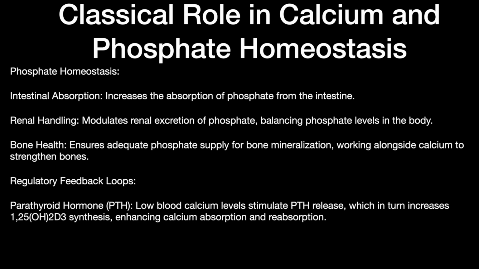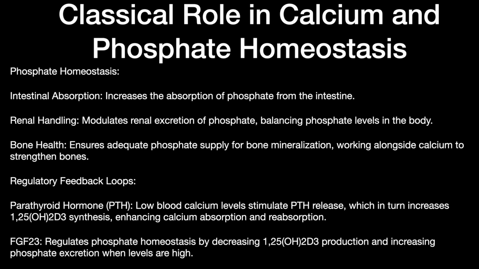The regulatory feedbacks. Now the parathyroid hormone: a low calcium level stimulates parathyroid hormone release, which in turn increases the 1,25 D3 synthesis, enhancing calcium absorption and reabsorption. Next is FGF23, which regulates phosphate homeostasis by decreasing 1,25 hydroxy production and increasing phosphate excretion when levels are high.